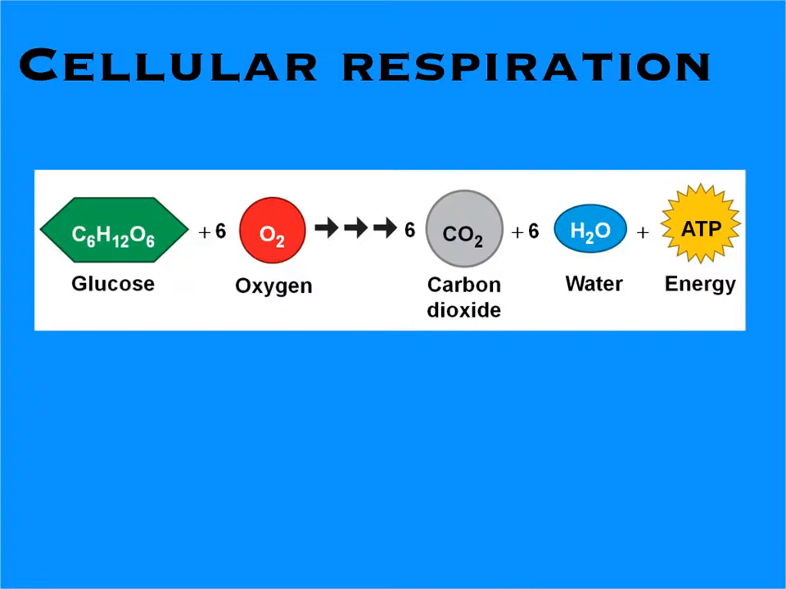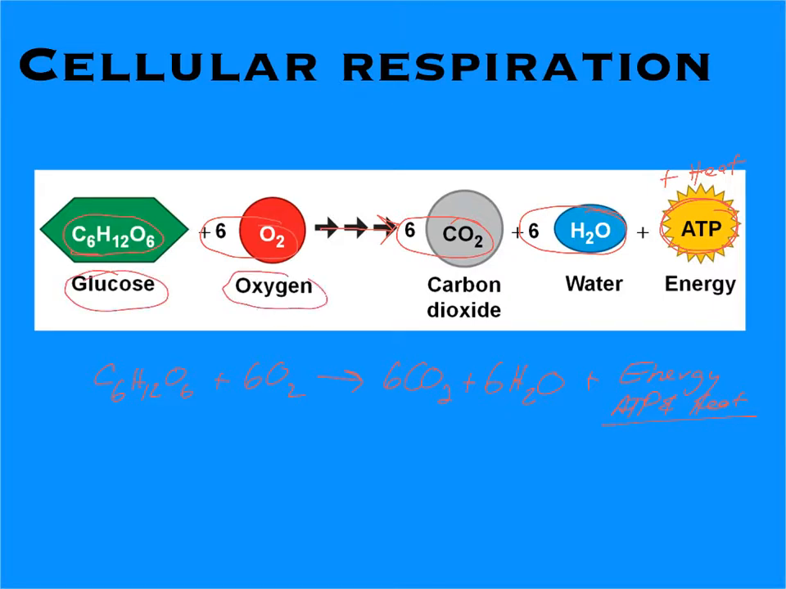So here's the equation for cellular respiration. C6H12O6 plus 6 oxygen will yield 6 CO2, 6 molecules of water, and energy in the form of ATP and heat. Okay, so if we're writing out the equation in numbers, C6H12O6 plus 6O2 yields 6 CO2 plus 6 H2O plus energy. And the energy is in the form of ATP and heat. If you were saying this in words, you would say 1 molecule of glucose plus 6 molecules of oxygen will produce 6 molecules of carbon dioxide, 6 molecules of water, and energy in the form of ATP and heat.